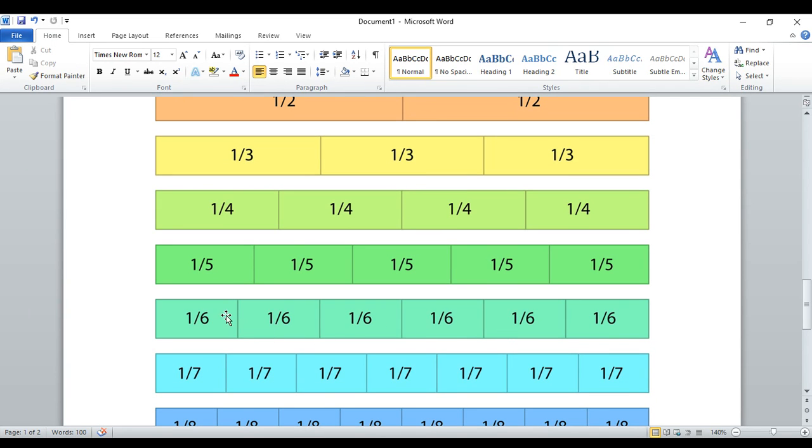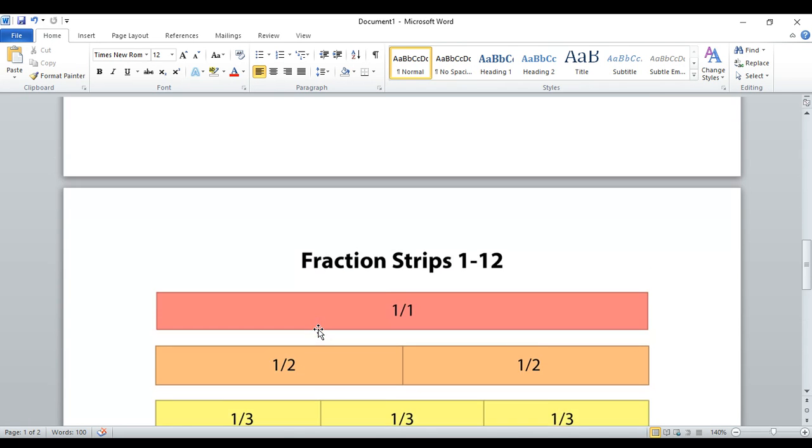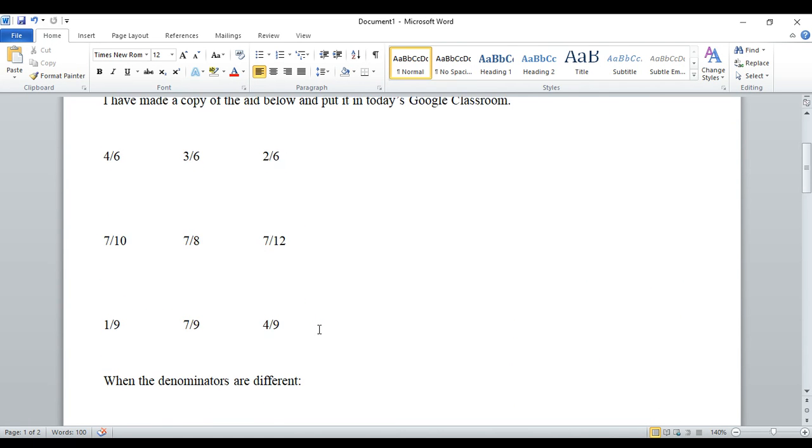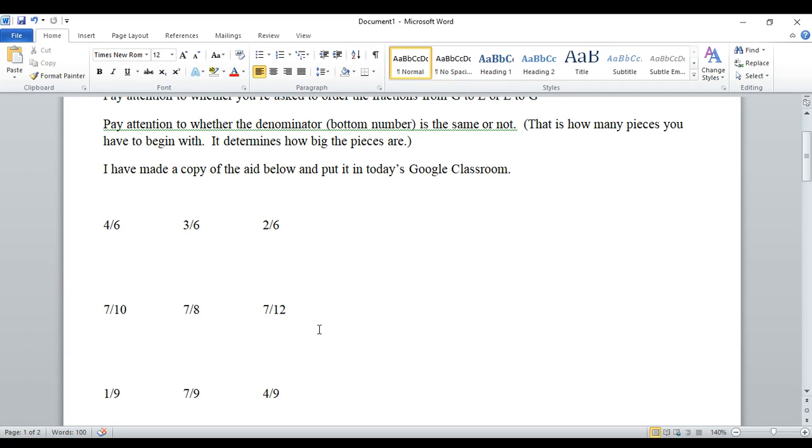If we have 4 out of 6 of those pieces, we have up to this line. If we have 3 out of 6, we have up to this line. And if we have 2 out of 6, we have up to this line. So it's easy to visually see how much you have. If we are going to do least to greatest, we know if we have 2 out of the 6 pieces, we have the least. So that would be 2/6.